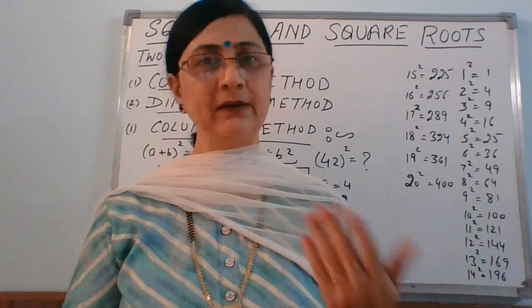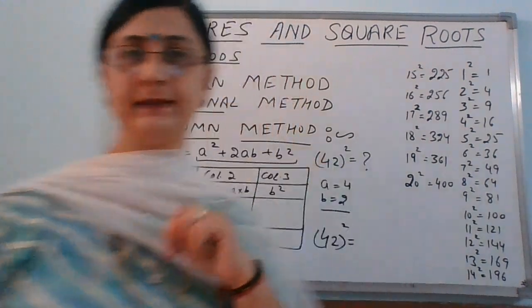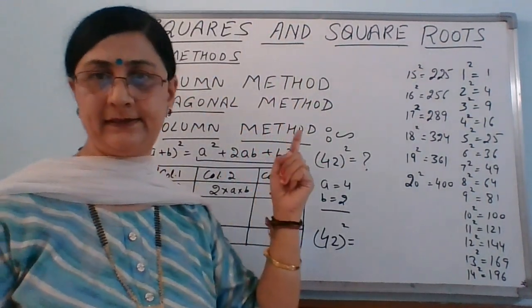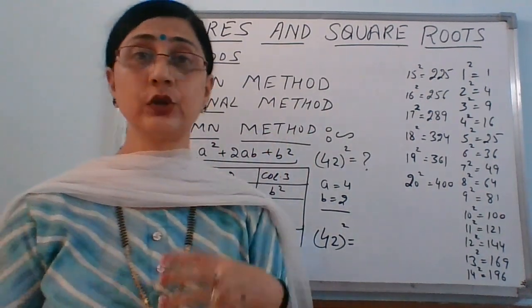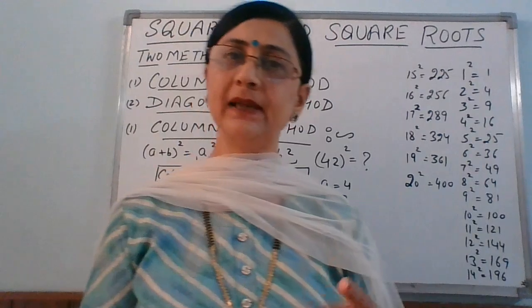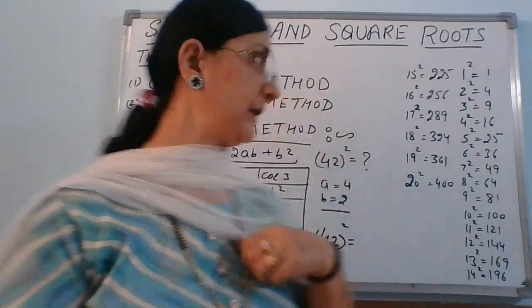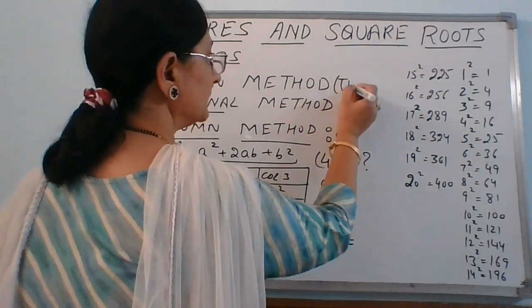Now, if you have a bigger value, how do you find the square? There are two methods, the column method and the diagonal method. First I'm going to discuss the column method, and this column method can only be applied to a 2-digit number, not to a 3-digit number. We use the column method only for 2-digit numbers.